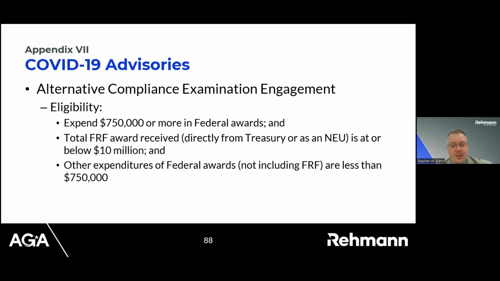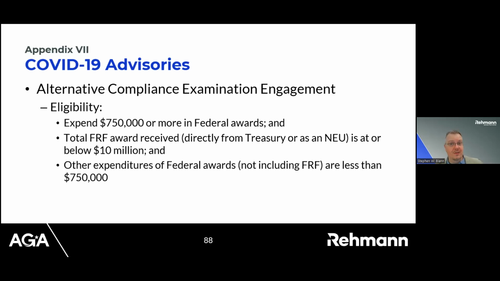So as long as what you received is under 10 million and you're a direct recipient or NEU, then the question is, would your other federal awards, not counting FRF, have been under 750? So essentially, I'm under 750 without the fiscal recovery funds.